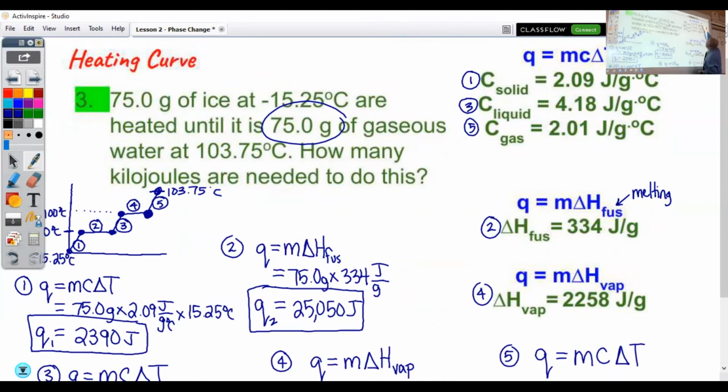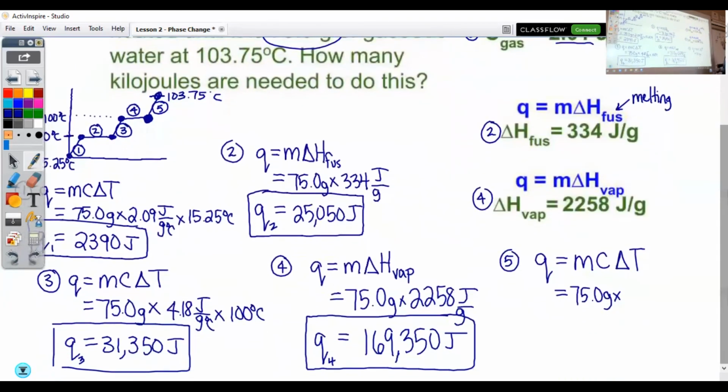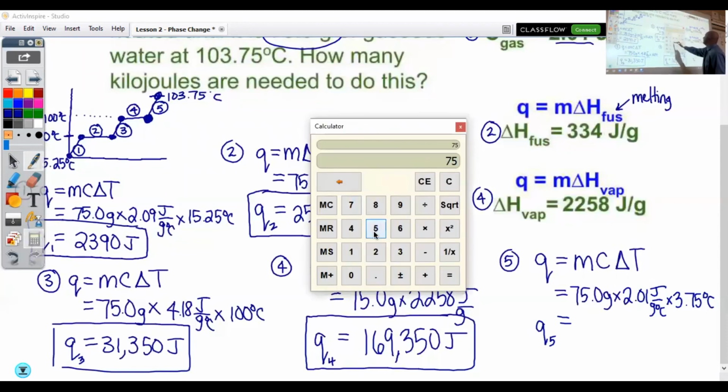Notice, for these 3 constants, you use them when temperature is changing. For these 2 constants that are down here, numbered 2 and 4, use those for phase changes. So I'm going to use the 2.01 in this case. And my temperature change for this last leg is just going from 100 up to 103.75. So my temperature change is only 3.75 degrees Celsius. So typing this into our calculator, we have 75 times 2.01 times 3.75. And in this case, we get an answer of 565 joules.